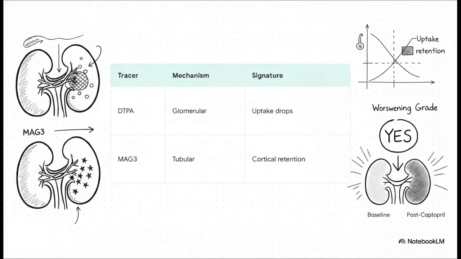To actually visualize this unmasking on screen, we have to use specific radiotracers. The main options are DTPA, which tracks glomerular filtration, or MAG3, which relies on tubular secretion. Now you'll notice they have slightly different signatures here. DTPA shows a drop in initial uptake, while MAG3 shows progressive cortical retention. But honestly, the absolute biggest takeaway here is the definitive diagnostic marker. Regardless of which tracer you use, we are looking for a worsening renographic grade post-captopril compared to the patient's baseline.